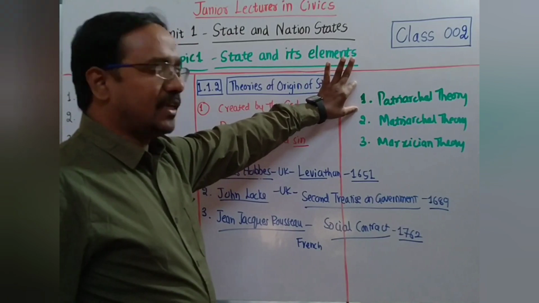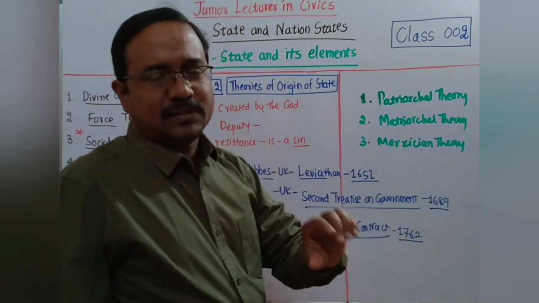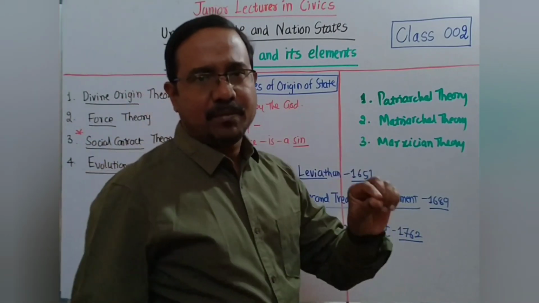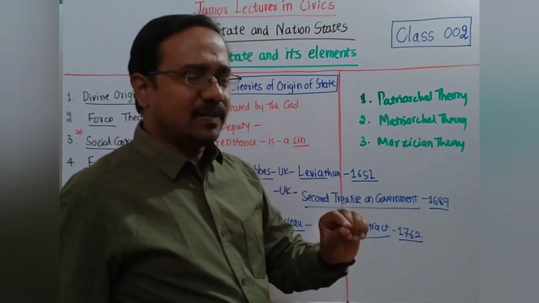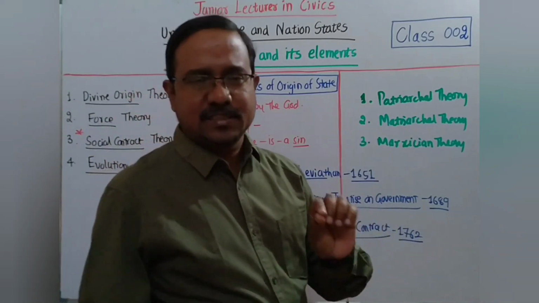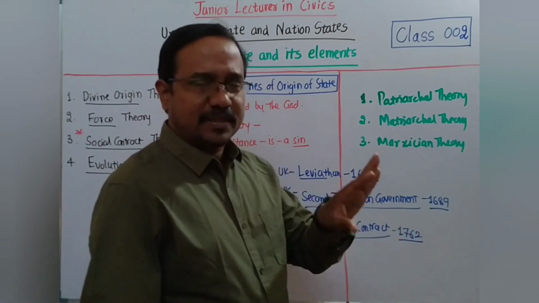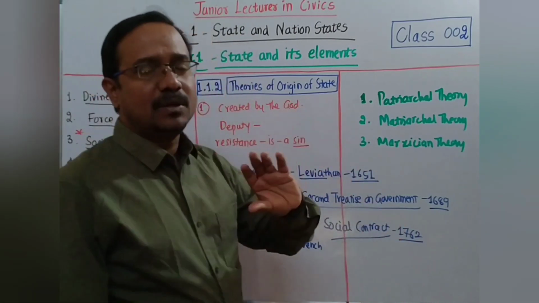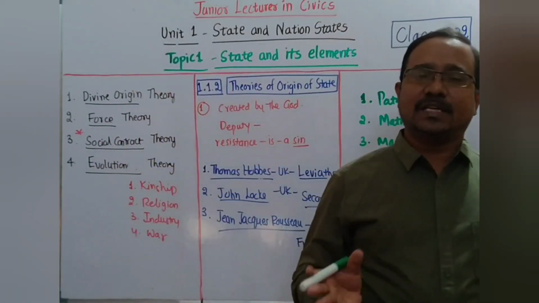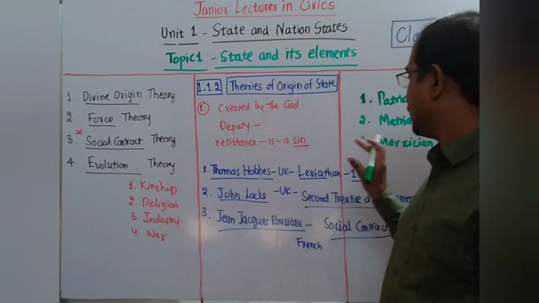According to the patriarchal theory, the father is the head of the society, and so states are formed. In a matriarchal society, the mother is the head of the family, so likewise the state is formed. The Marxian theory supports Marxism, that means class struggle. The state is formed out of the class struggle between the ruler and the ruled. These are the other three theories.